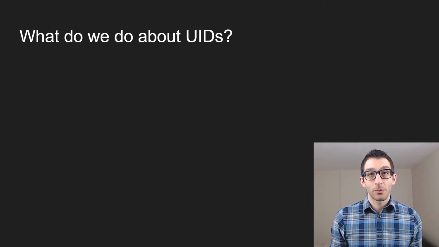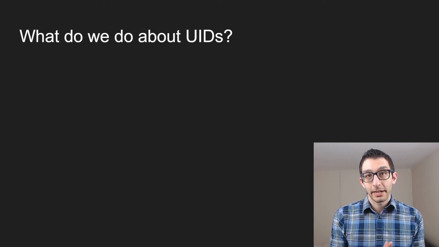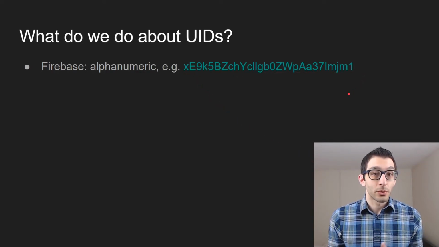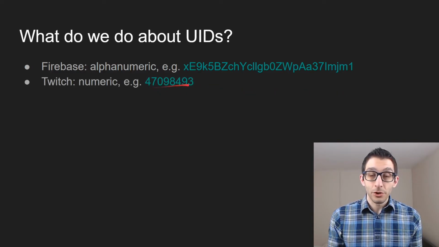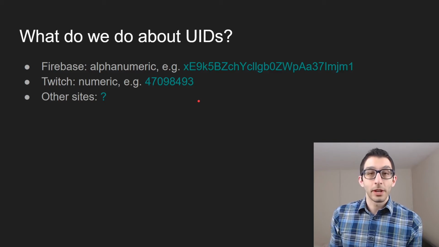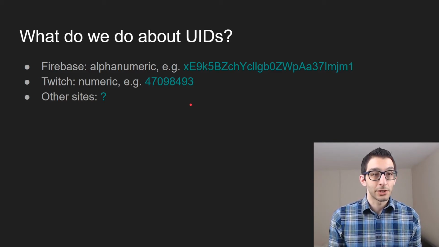I wanted to figure out what we do about UIDs. With Firebase, if you were to connect with Google or with Twitter, you'll get a UID that looks something like this. Twitch has their own forms of IDs, and they're numerical. So what do we do when it comes to another site? Are they going to use numbers? Are they going to use something like this? Could there be a potential collision?